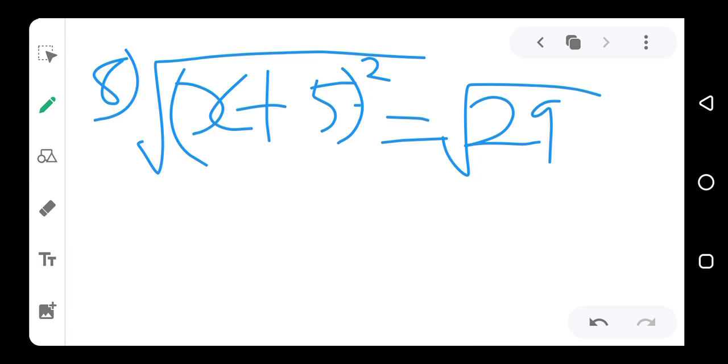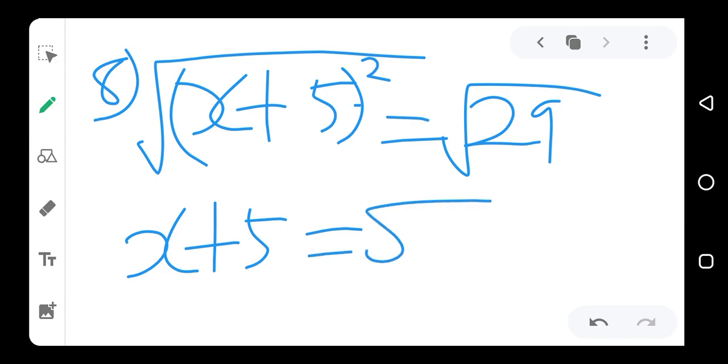Now this is in the form of a squared, square root of it. The square root of any value squared is equal to that value. So this becomes x plus 5 is equal to root 29. x plus 5 is equal to root 29. Now we can solve further. Now the next step is to make sure that x stands alone.